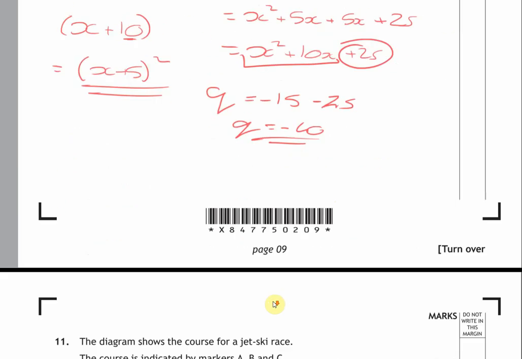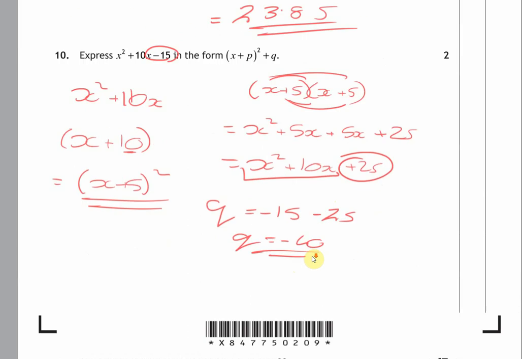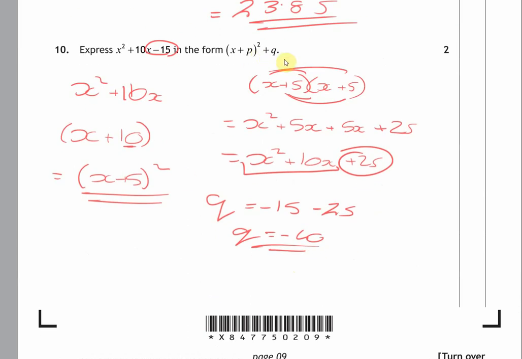Now if we left it like this, we wouldn't get the final mark. We need to write this in this form. So the final answer is x plus 5 squared minus 40. And that's how you go about completing the square.